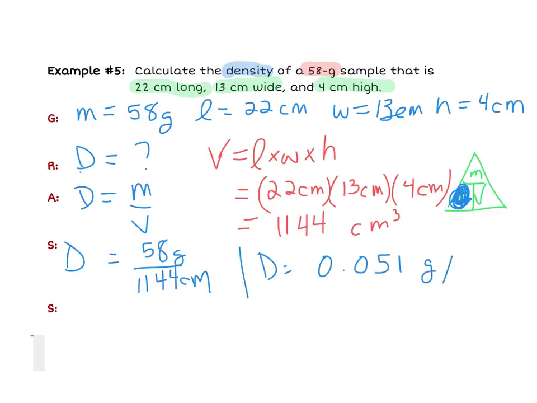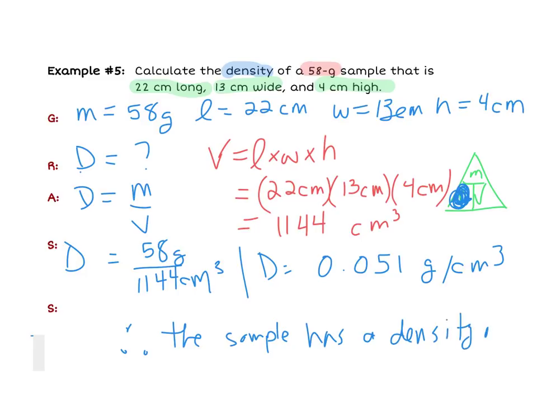Grams divided by centimeters cubed is grams per cubic centimeter, and I'm done. So therefore, the sample has a density of 0.051 grams per cubic centimeter.